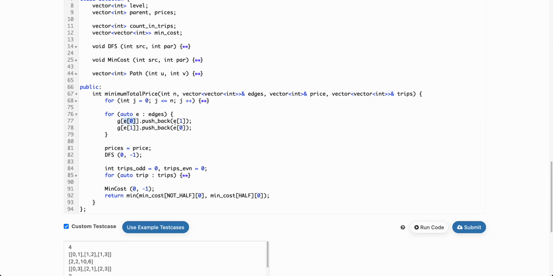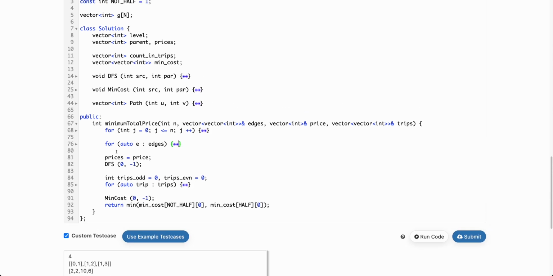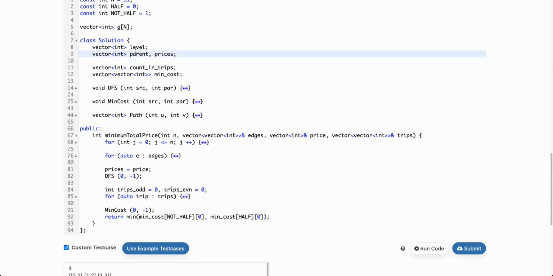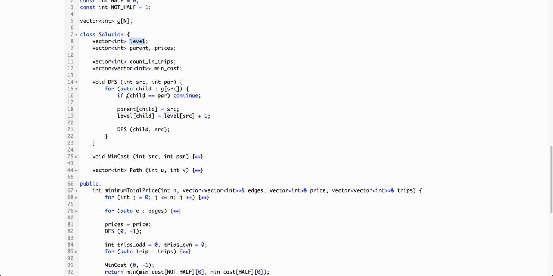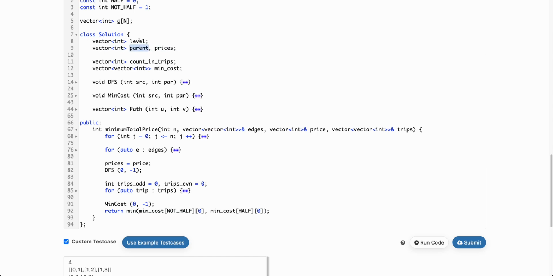So for E0, E0 has an edge E1, and similarly E1 also has an edge E0, because the given edges are undirected. Now, after that, we figured out the value of level and parent, right? Now, what is the value of level and parent? We will just do a simple DFS as we have discussed. So for each child, the parent of this child would be source or the SRC, and the level of this child would be level of SRC plus one, right? After this, the parent and level vectors would be completely populated.